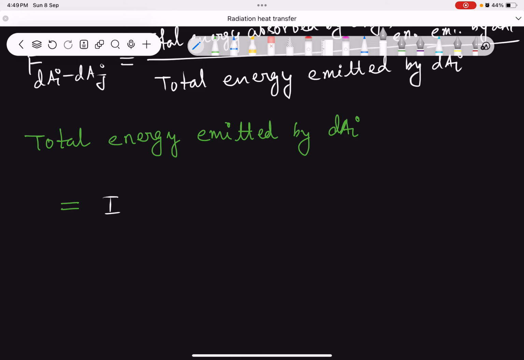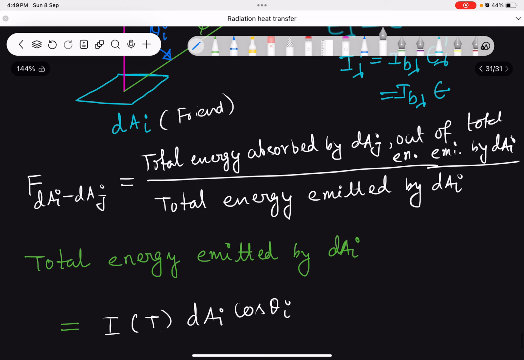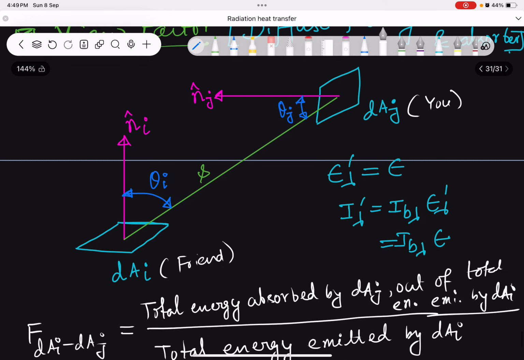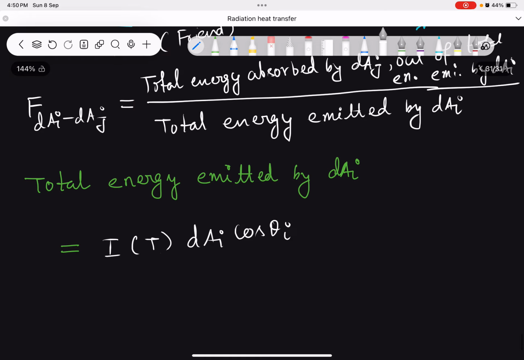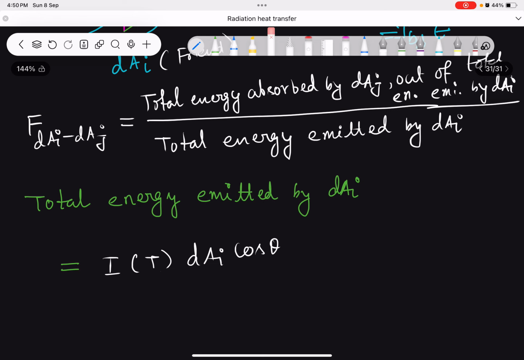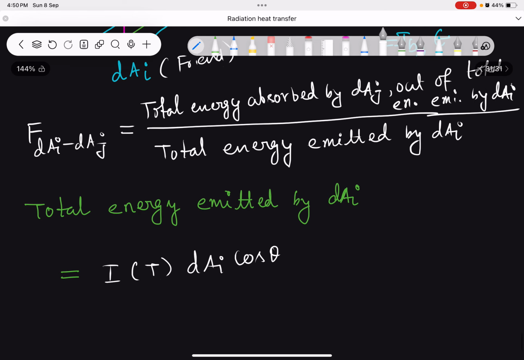So total energy, okay, I am writing only I as a function of t into dAI, but now I have to take the projected area, because I am interested in how much energy dAI emits. Okay, no, sorry, this will be cos theta, because this is the total energy emitted by dI, so I have to integrate throughout the directions. So dAI cos theta sin theta d theta d psi and also d lambda.